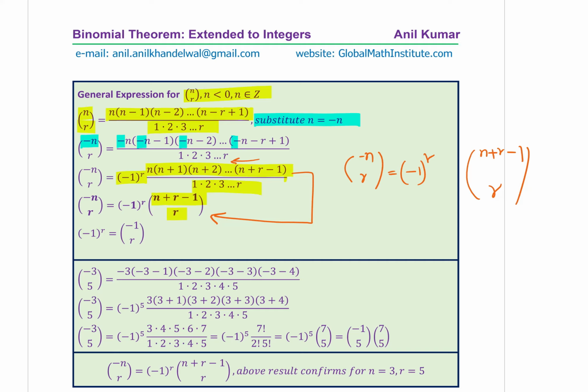So now let us try to work with some real values of n, which are integers, and see what values we get as our answer. Okay, so here are some examples for you. Let's try to figure out some values. So we have taken here minus 3 choose 5. So I'd like you to pause the video, apply this formula, and calculate the value for minus 3 choose 5.